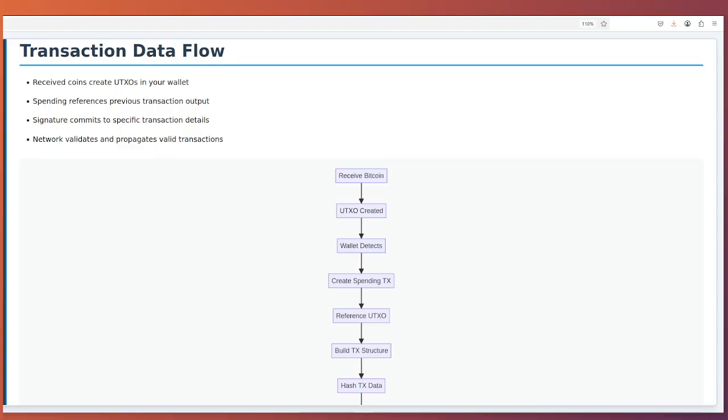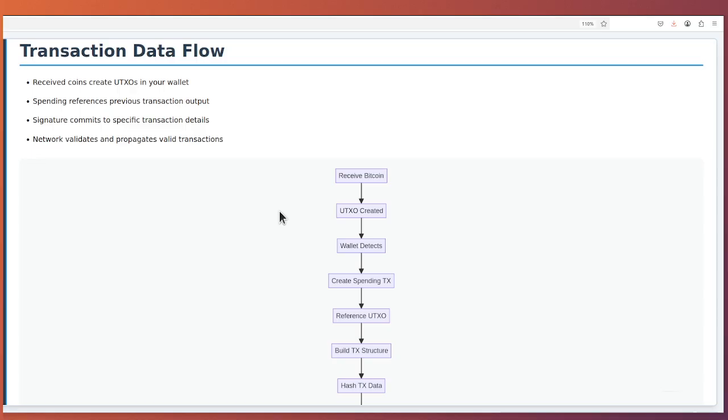The transaction data flows through several transformations during creation. First, the raw transaction structure is created with all the inputs and outputs. Then, for each input, a modified version of the transaction is created for signing purposes. This modified version is hashed to create the message digest that gets signed.